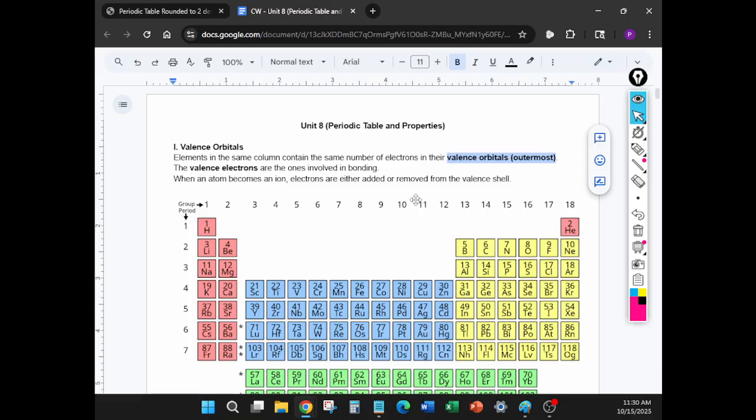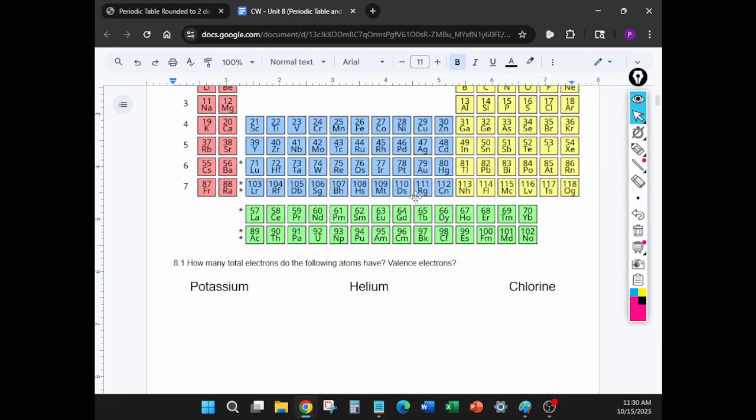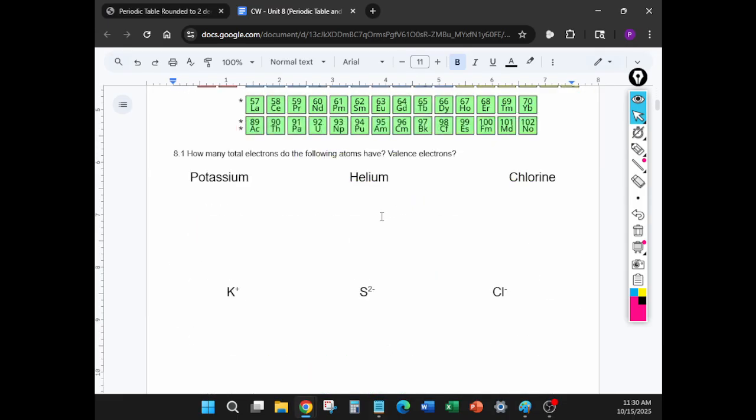So, before we move on to the actual stuff, let's review real quick, just because we talked about it. I want you guys to look at each of these elements, and I want you guys to write two things for each element. How many total electrons do they have, and how many valence electrons do they have? So take about 2 minutes, just jot them down on your paper.